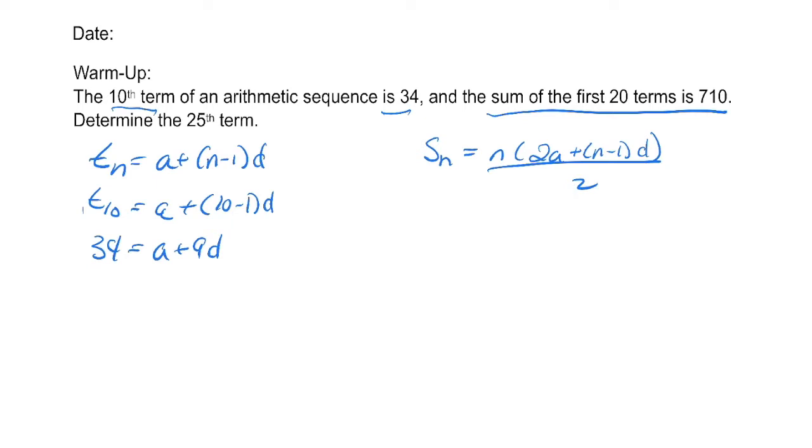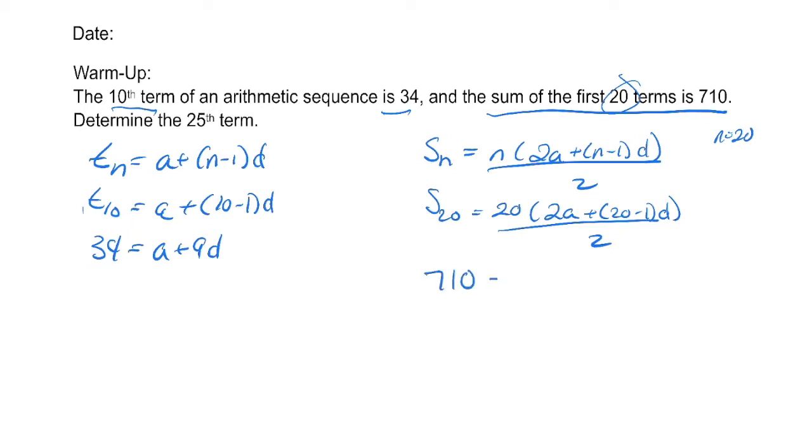We're told the sum of the first 20 terms is 710, so n is 20. So S of 20 is equal to 20 times, again we don't know the first term, so 2a plus 20 minus 1 times d, we don't know the common difference, all over 2. S of 20 we're told is 710. I'll simplify: 20 divided by 2 is 10, times 2a plus 19d. Expanding this, I get 710 equals 20a plus 190d.